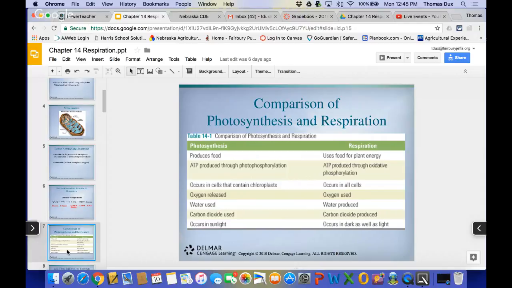Water is used in photosynthesis. Water is produced in cell respiration. Carbon dioxide is used for photosynthesis. Some carbon dioxide is produced in cell respiration. Photosynthesis occurs in sunlight, and cell respiration occurs in both light and dark.